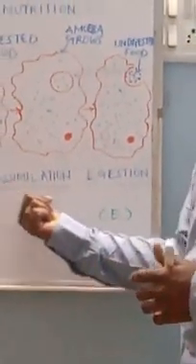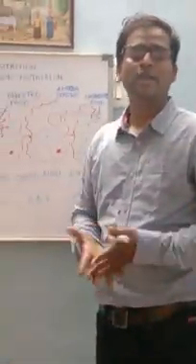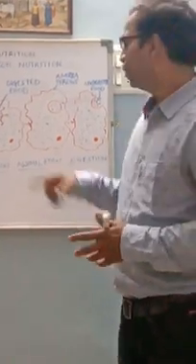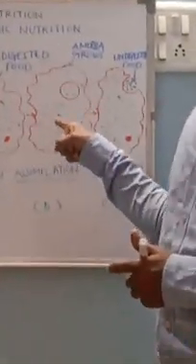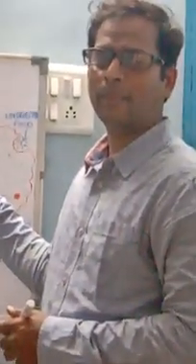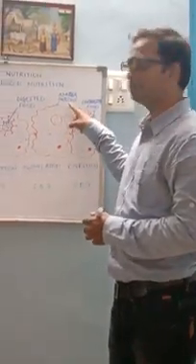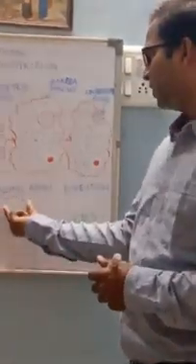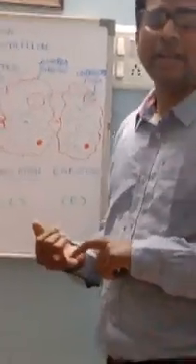Now after absorption, step number 4 we call as assimilation. Now what is the meaning of the word assimilation? So assimilation is nothing but utilization of food to generate energy, that is ATP, and utilization of the same food for growth. So assimilation is utilization of food by organism to generate energy.